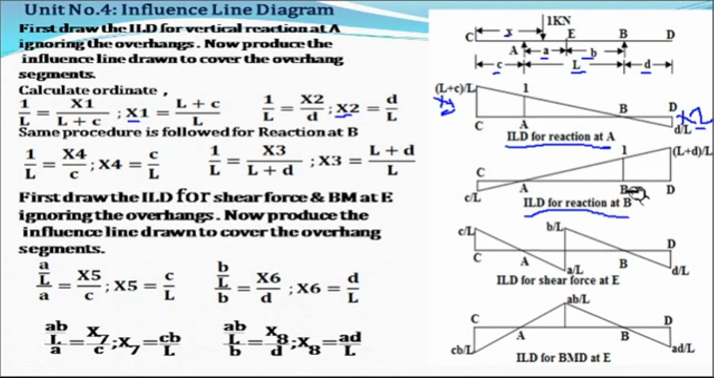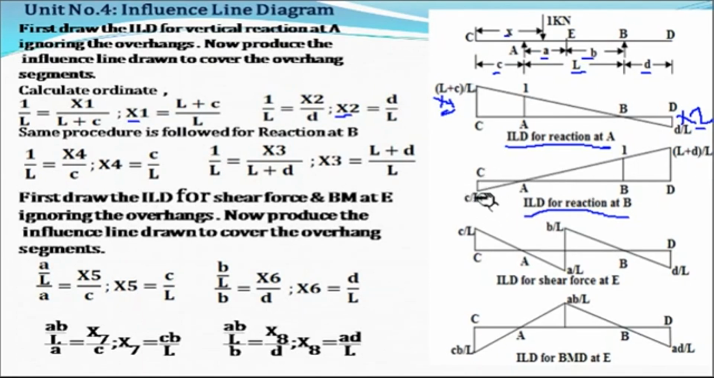First, draw the influence line diagram for simply supported beam AB. Produce the influence line drawn to cover the overhang portion on the right hand side, that is BD, as well as on the left hand side, that is CA. Now here this line is extended up to support D, whereas from support A the line is extended up to point C. Now here you have to find out this ordinate.